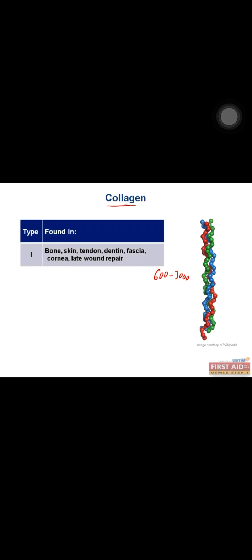Type 1 collagen is the most abundant and is found in bone, skin, tendon, dentin, fascia, and the cornea, and is also involved in wound repair. Type 2 collagen is found in cartilage, the vitreous body, and the nucleus pulposus.